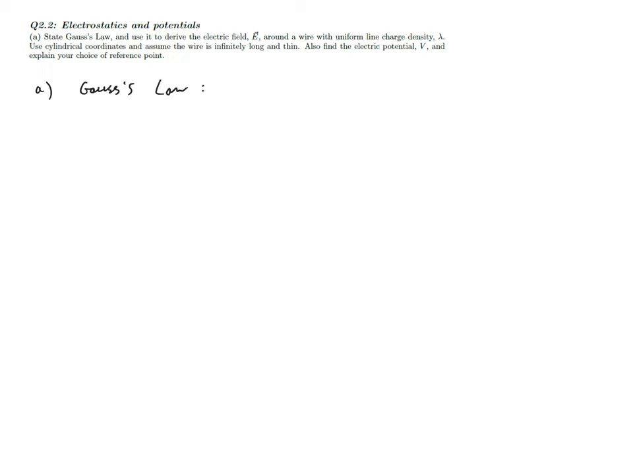Gauss's law tells us that the electric field flux through some surface of a bounded region is equal to the charge enclosed in that region divided by epsilon naught. And then it says in the question that we should use Gauss's law to work out the electric field around a wire with a uniform line charge density lambda. Use cylindrical coordinates, it says, and assume the wire is infinitely long and thin.